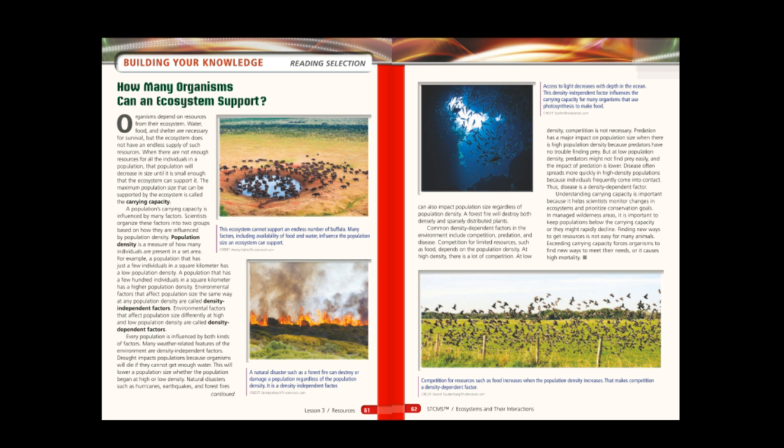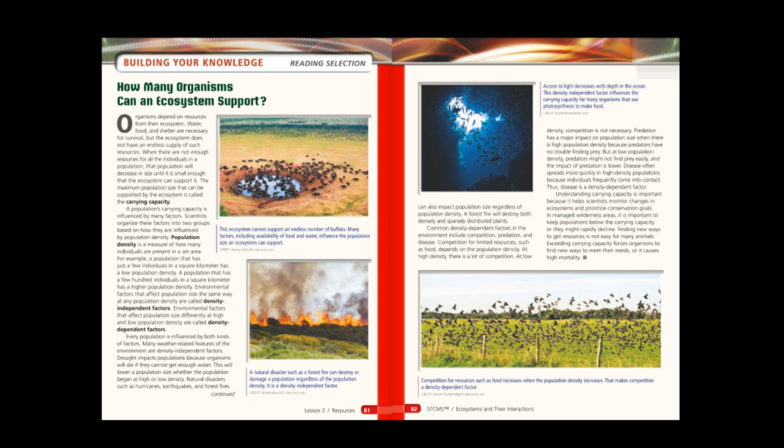Predation has a major impact on population size when there is a high population density because predators have no trouble finding prey. But at low population density, predators might not find prey easily, and the impact of predation is lower. Disease often spreads more quickly in high density populations because individuals frequently come into contact. Thus, disease is a density-dependent factor.